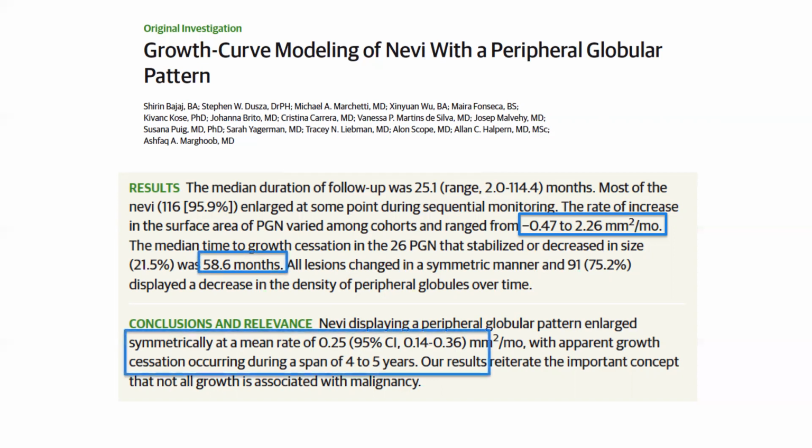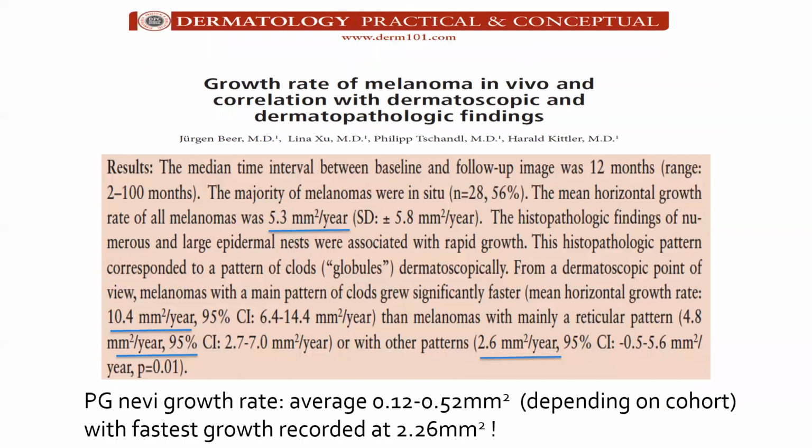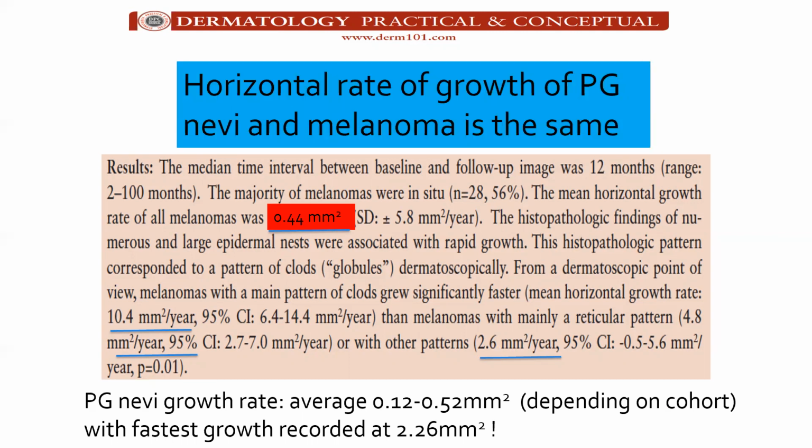In summary, there was a mean rate of growth of 0.25 millimeters per month, and these lesions stopped growing after 4 to 5 years. Although it's an indirect comparison, if we compare it with melanomas that present with growth, in general, the growth is 0.44 millimeters per month, faster in melanomas, therefore indicating that the horizontal growth rate of nevi with peripheral globules and melanomas is actually the same.